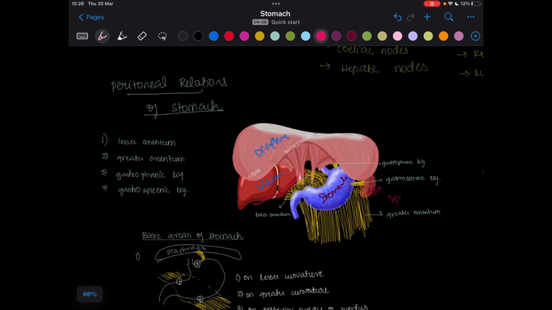Between the liver and the lesser curvature of the stomach, you have the peritoneal extension called the lesser omentum. Whatever I have shaded in yellow, this one is the lesser omentum. This is the peritoneal folding which you are able to see between the liver and the lesser curvature of the stomach. And between the greater curvature of the stomach and the intestine below, and also the spleen, is the greater omentum, or the peritoneal folding present on the left side. So in the peritoneal relations, we have seen the lesser omentum and the greater omentum.